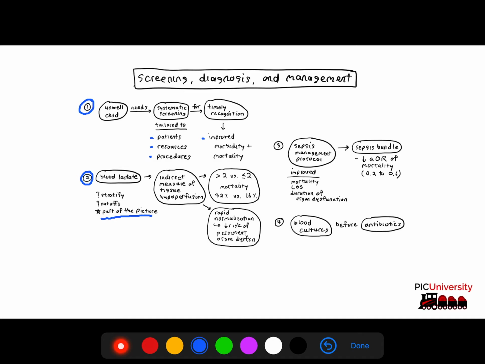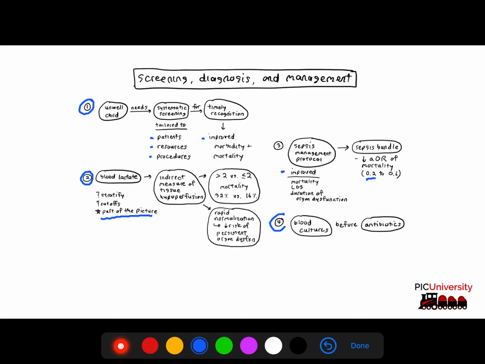The third recommendation from the campaign is that centers should have their own institutional sepsis management protocol, which has been shown in many studies to improve mortality, length of stay, and duration of organ dysfunction. What they mean by a sepsis management protocol is a sepsis bundle, or a group of orders, interventions, and diagnostic studies, which can be performed rapidly when a patient screens in for sepsis in order to accelerate their care and improve outcomes. In several studies, this has been found to decrease the adjusted odds ratio of mortality as much as 5-fold, so an adjusted odds ratio of 0.2.